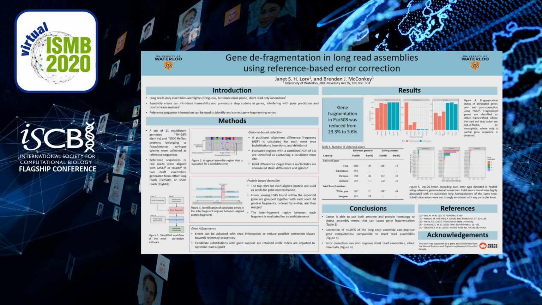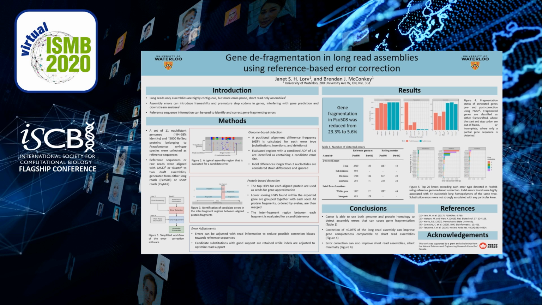To go into some detail on the software, how we detect errors differs based on what information is given. For reference genomes, the software uses an alignment difference between the reference and the draft assemblies and calculates what is known as an ADF, an alignment difference frequency, for every single error type and every single position. For example, in Figure 2, every implied insertion is used to calculate the ADF for a candidate deletion error. One thing to note is that indels greater than 2 nucleotides will be ignored, because we consider them more to be strain differences than actual assembly errors.